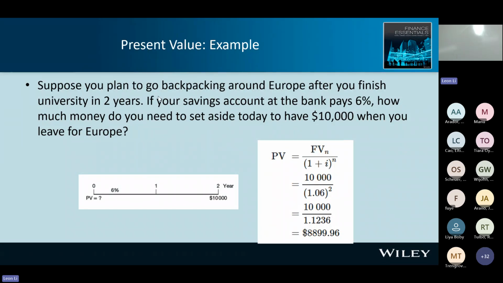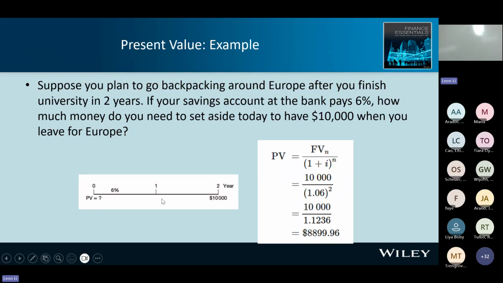So again, when I do any finance question, I will prepare a timeline. On the timeline, I will address the amount of money and the timing of money. You can see I have a timeline, year 1, year 2. $10,000 when you leave for Europe, 2 years from now. Rate 6%, and we would like to know the present value.